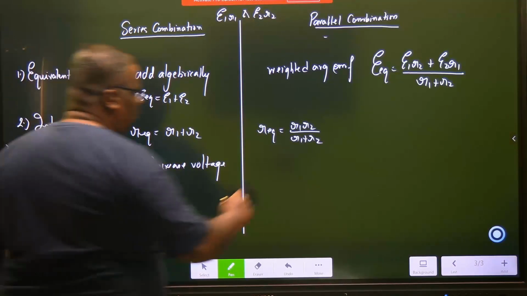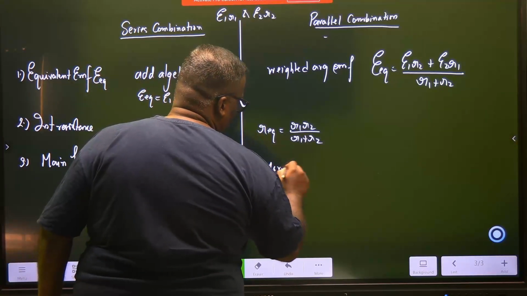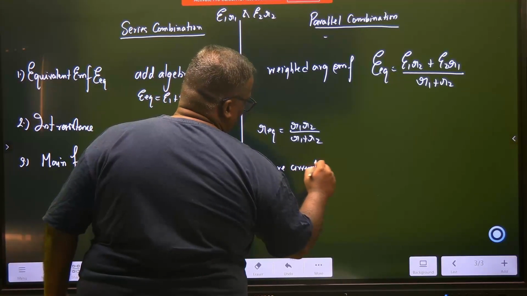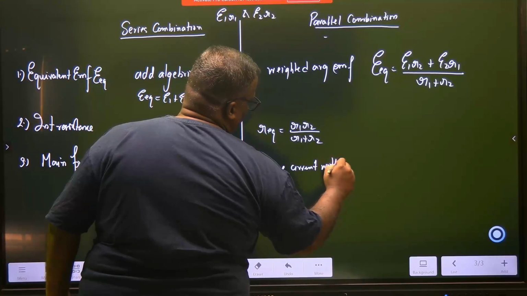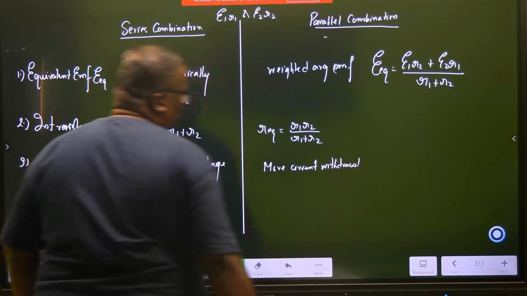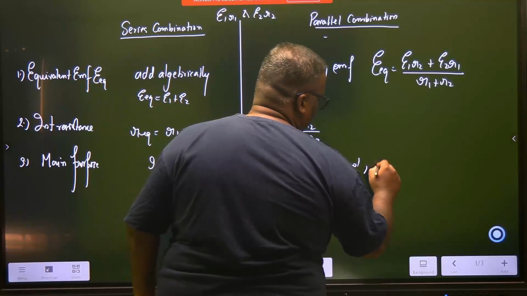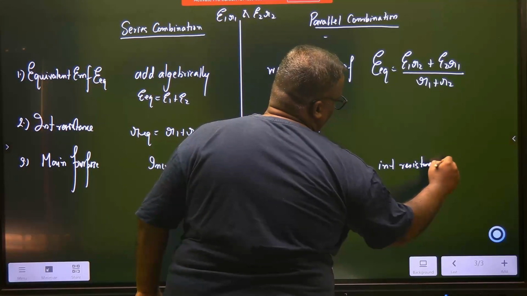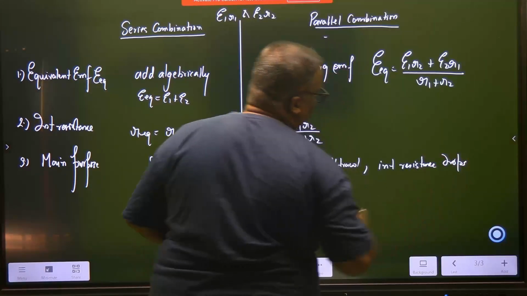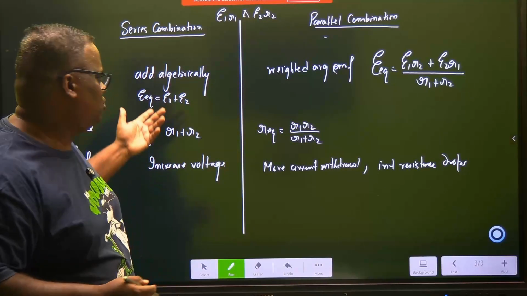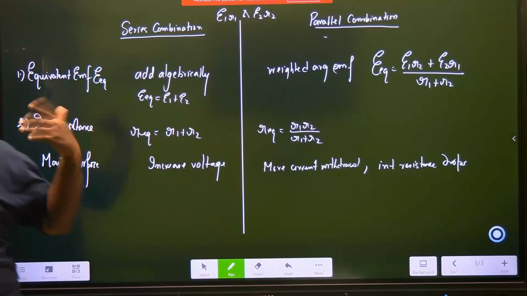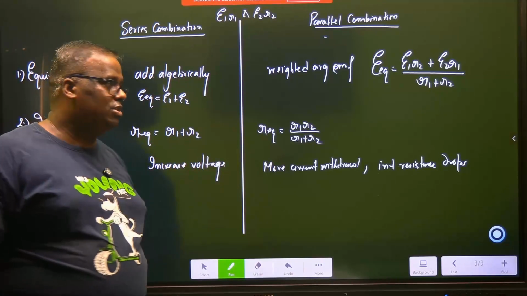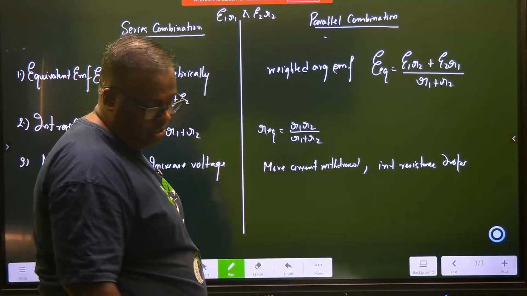Whereas here we will want more current withdrawal. This is typically battery banks, power backups, more current withdrawal. The internal resistance drops. Obviously, because in a parallel combination, that's why in grade 10 also you learned that in parallel combination, you can draw more current because the overall circuit resistance drops. So the overall resistance drops down.